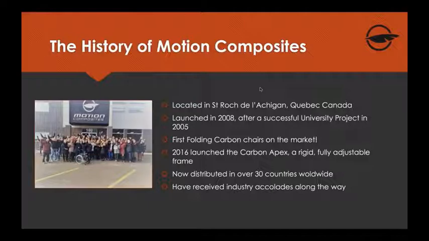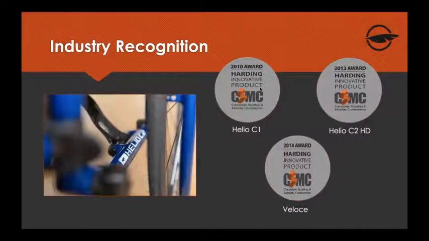That's okay. So first folding carbon chairs on the market, 2016, we then launched the Carbon Air Apex, which is a rigid frame. We are now proud to say that we are distributed in over 30 countries worldwide, and I think some of you are actually represented here on the call today. Like I said, we were first known for really carbon folding chairs, and for the first 7, 8 years or so, that's really all they sold.